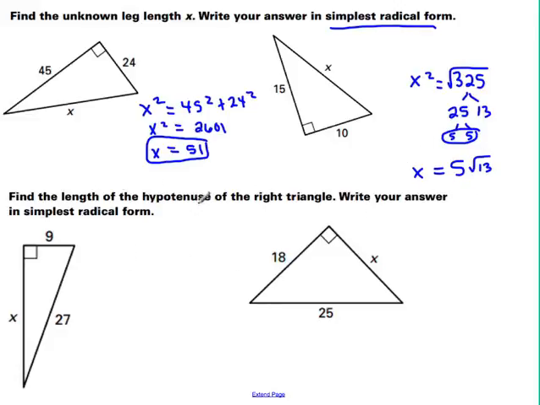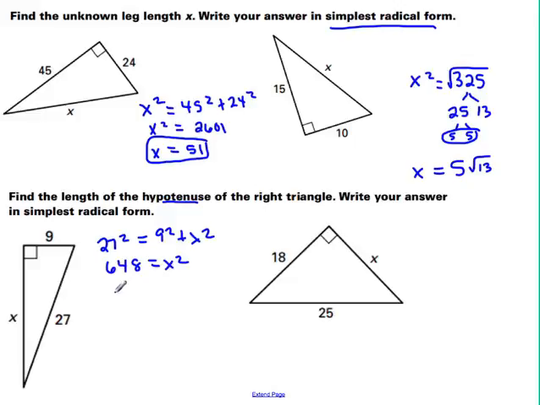Down below it says find the length of the hypotenuse. So up above, they gave us two legs. We had to find the hypotenuse. Down here, they give us a hypotenuse and a leg, and we need to go find the other leg. So for us, we'll just write this as 27 squared equals 9 squared plus x squared. 27 squared, when we subtract the 9 squared from it, this would give us 648 equals x squared.